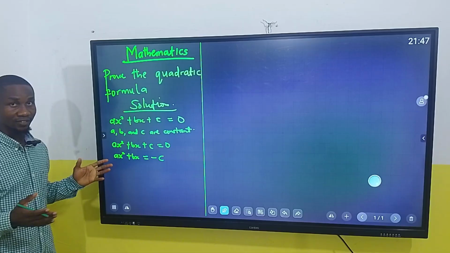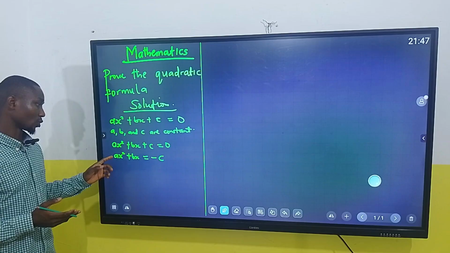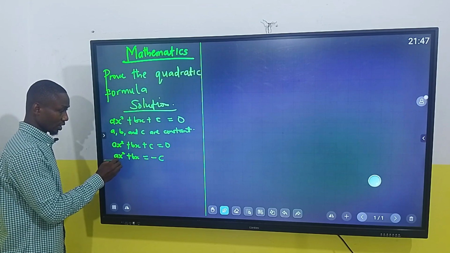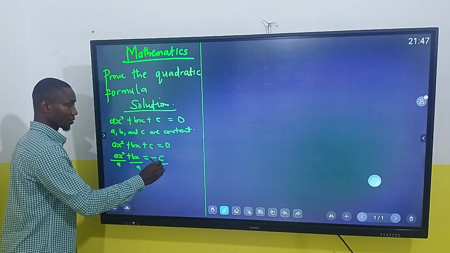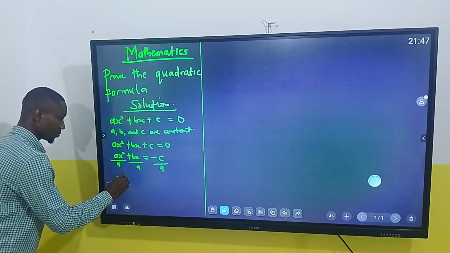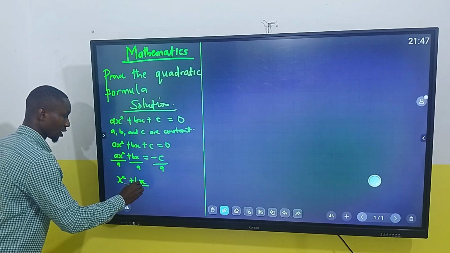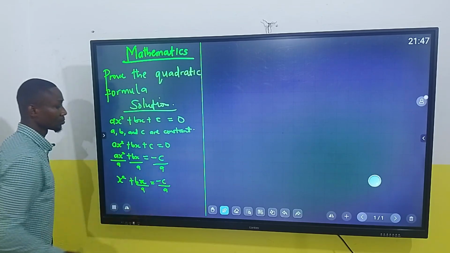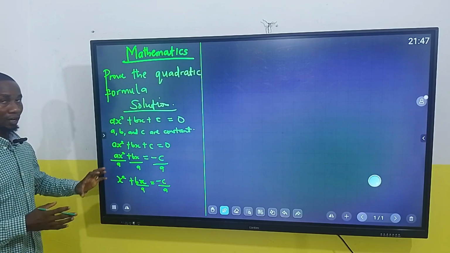In this case, a here is a variable, so it could be 1, it could be 2, it could be 3. We don't know what it is, but we would assume it is not 1. So a will have to be removed. Then how will a be removed? I divide all through by a. Dividing all through by a, I would have s squared plus bs over a is equal to minus c over a.